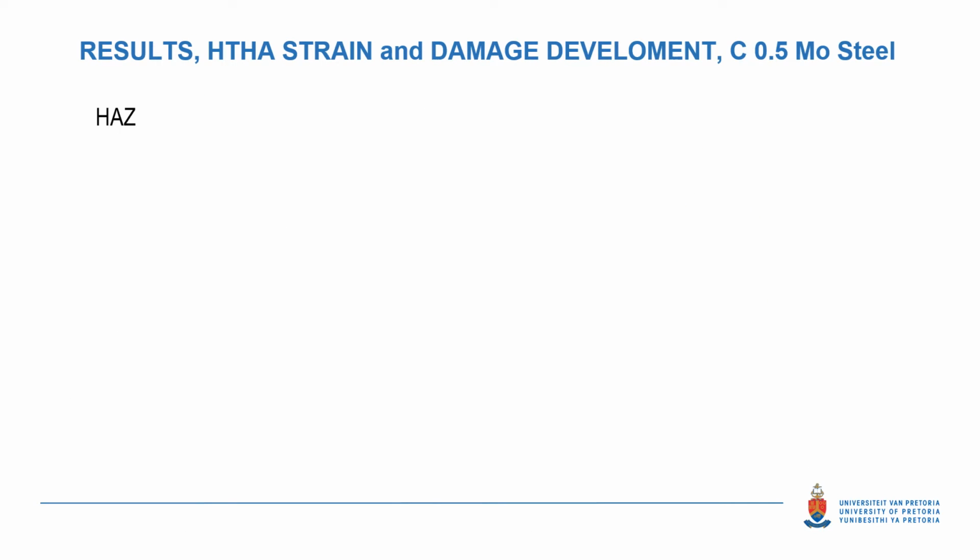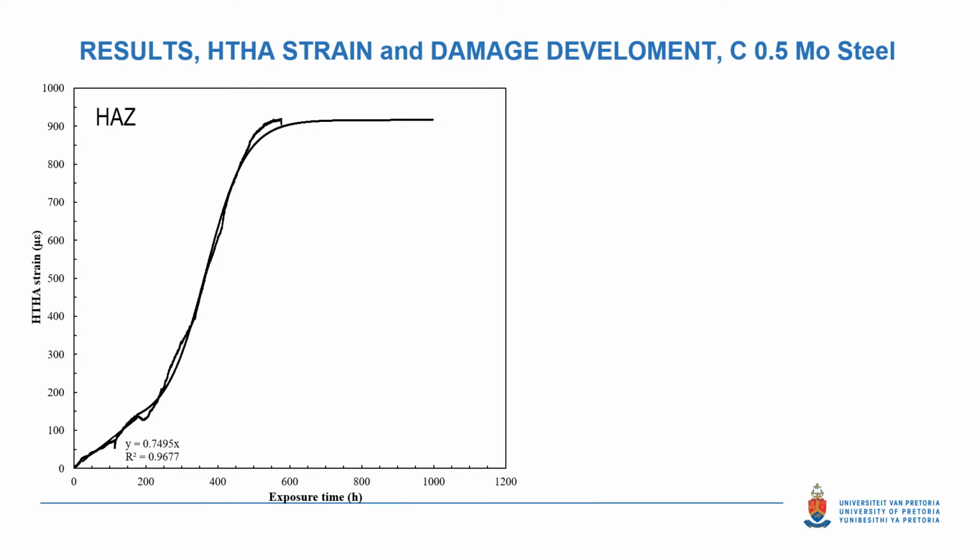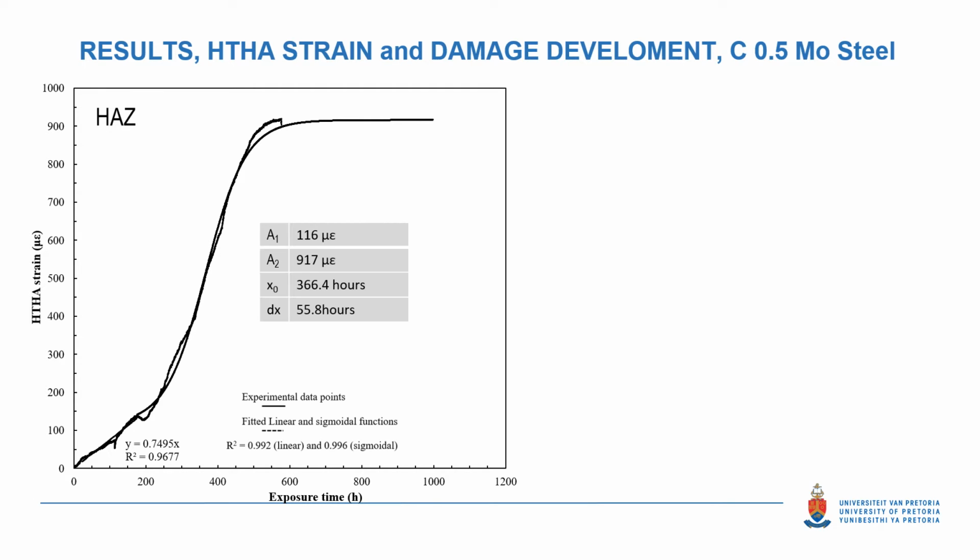For the carbon half-moly steels, the strain versus time plots were significantly slower than that for the carbon steel. This is the curve for the HAZ sample. The x0 value, which is the inflection point here, for example, is 366 hours, which is about 20 times slower than that for the carbon steel.